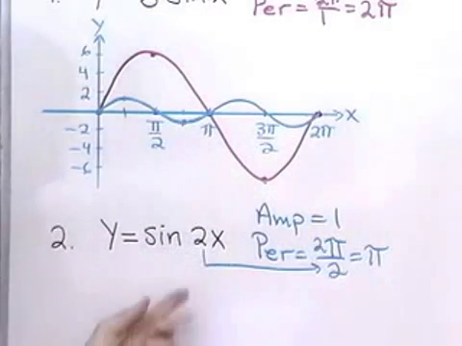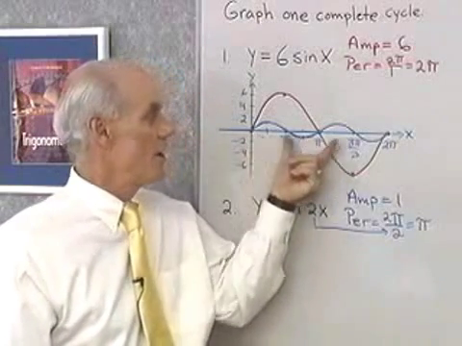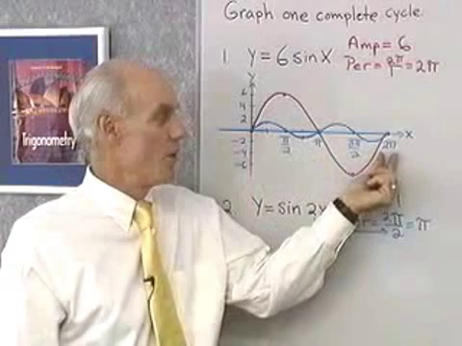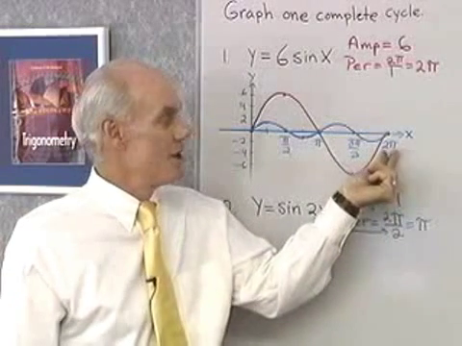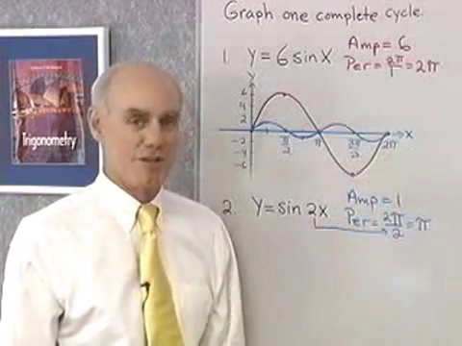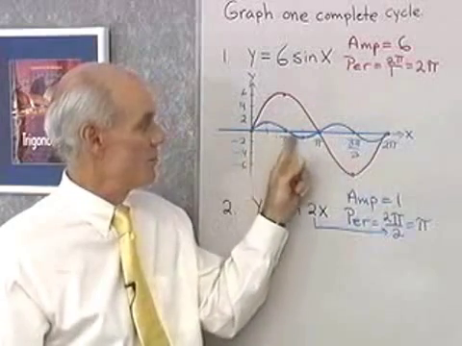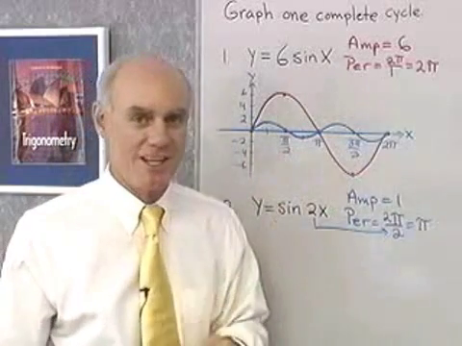Just so you can see, what this coefficient 2 tells me is that this sine curve is going to go through 2 complete cycles in what was one period of 2 pi. So if I take the old period 2 pi and divide by 2, I get the new period for this function. So 2 pi divided by 2 is pi, and you can see that that graph goes through one complete cycle, pi units on the x-axis.